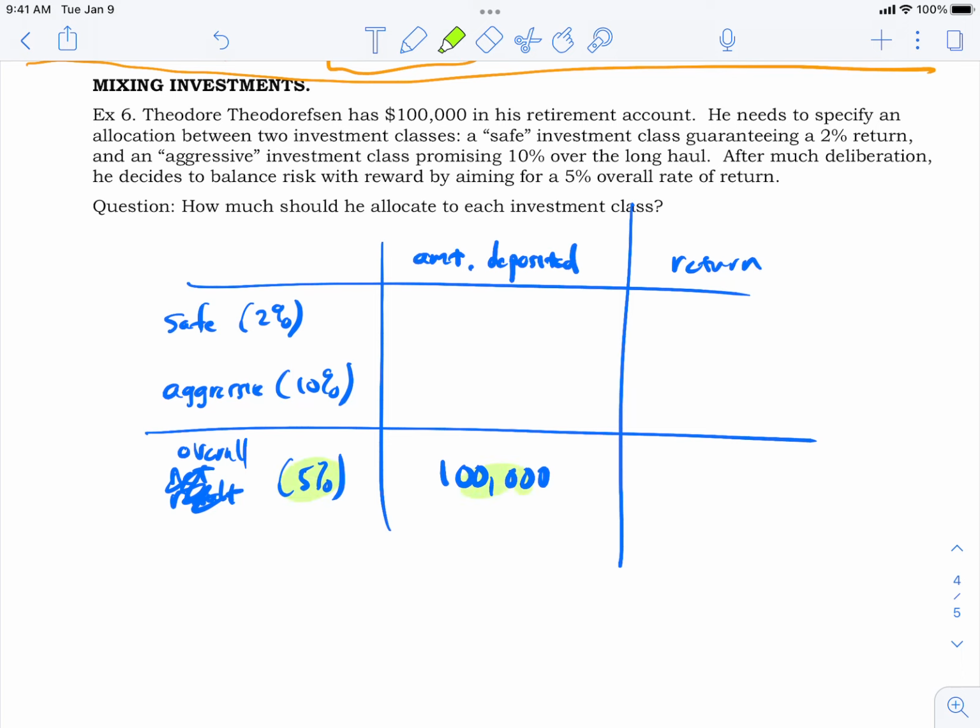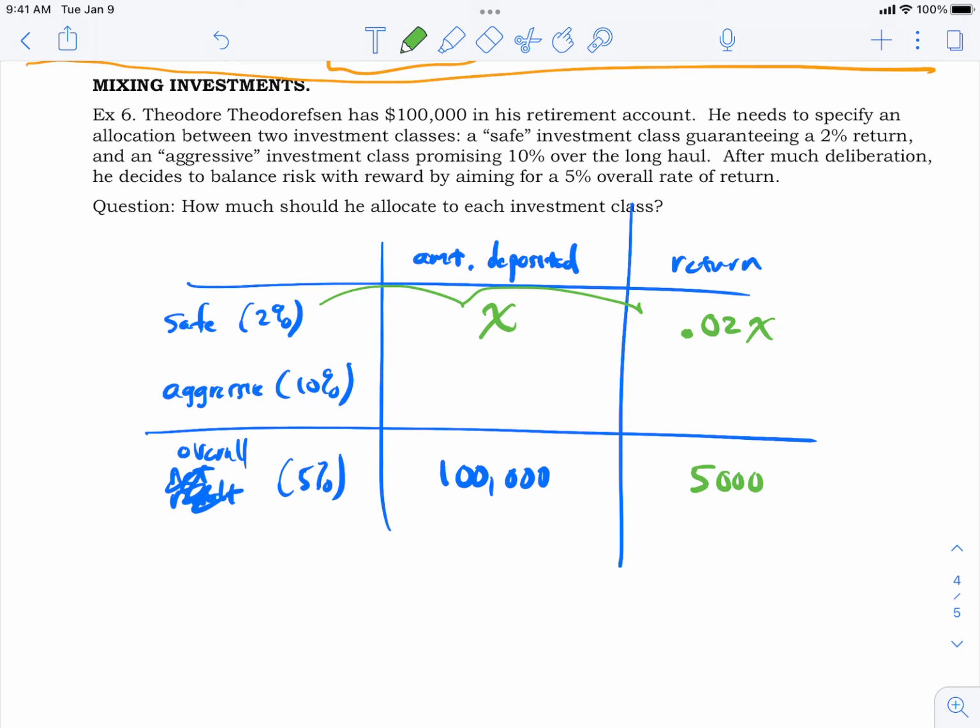And I love it when I have two numbers like this because I can figure this out right now. 5% of 100,000: you take the 100,000, multiply by 0.05, and you get 5,000. Right? Cool. How much are we putting in the safe? I don't know. What's the return going to be? It's going to be 2% of it, and you figure that out by multiplying the x by 0.02.